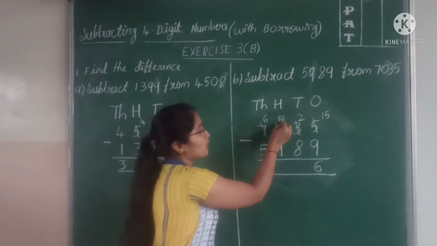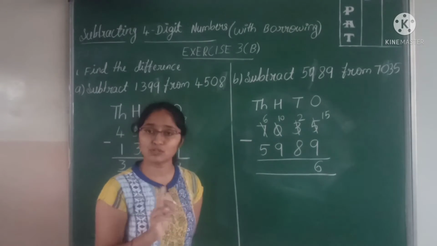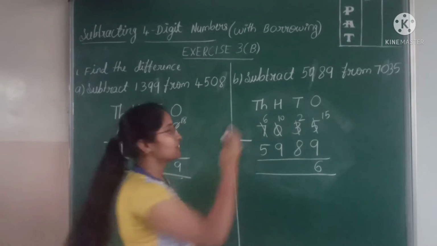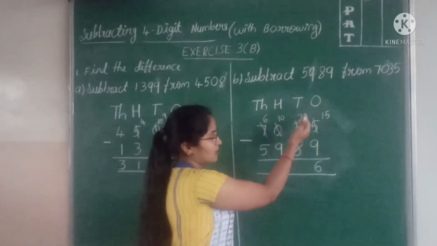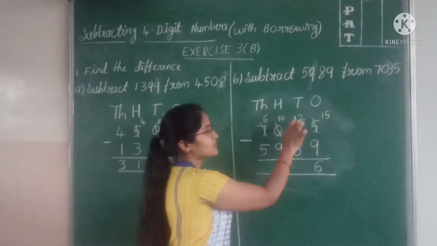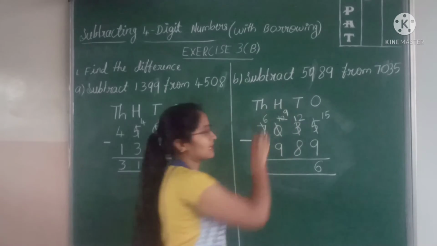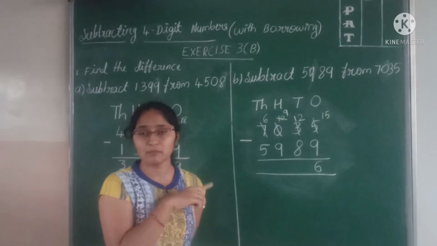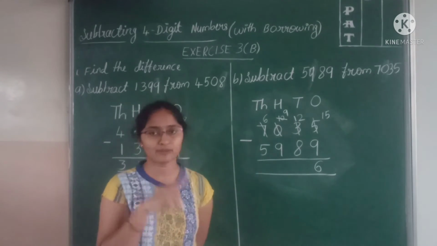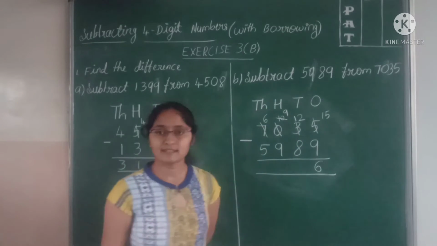Now we can borrow from hundreds place because now the hundreds place number is not 0, it is 10. So when we borrow from 10 to the number 2, this 2 will become 12 and this 10 will become 9. Because we borrowed from 10 means we need to reduce one number from that. So when we subtract number 1 from 10, we will get 9.